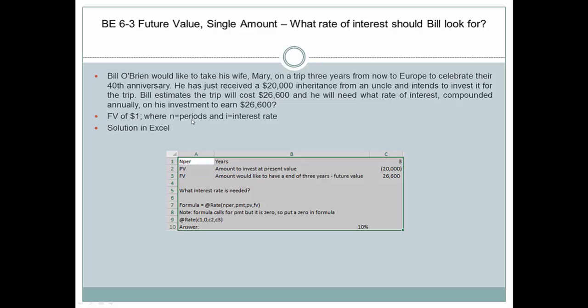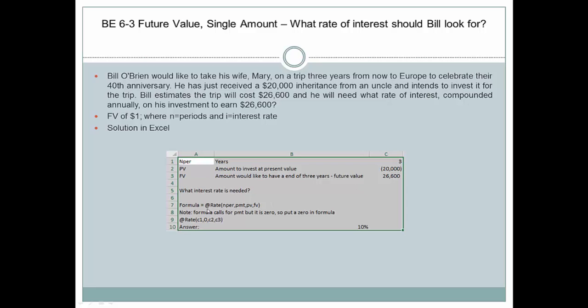Future value of 1, n equals the number of periods, i the interest rate. The solution in Excel is 3 periods or 3 years. The amount of the present value to be invested is $20,000, and the amount that he would like to have at the end of 3 years, or the future value, is $26,600.